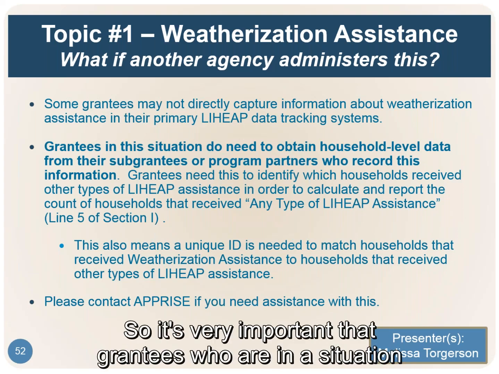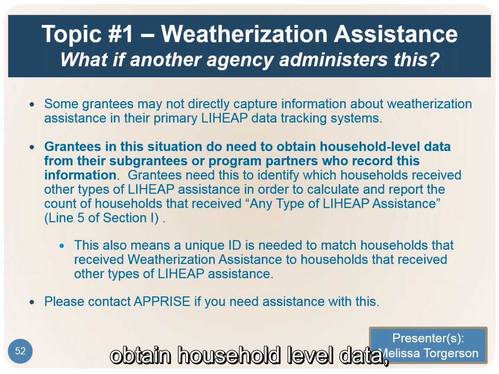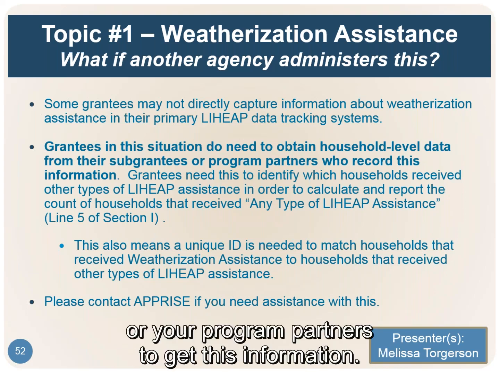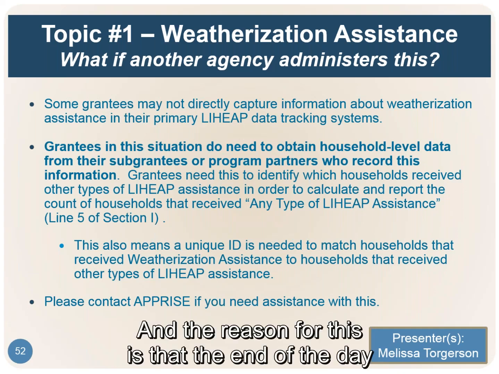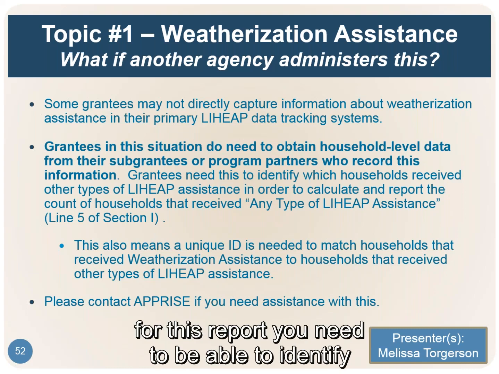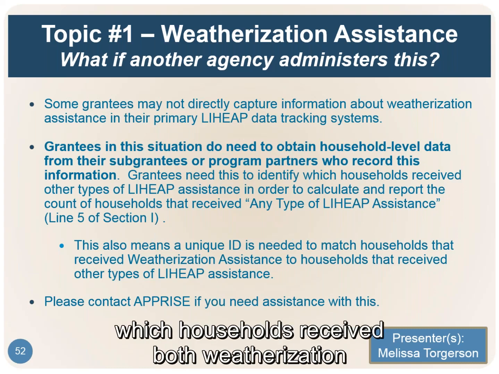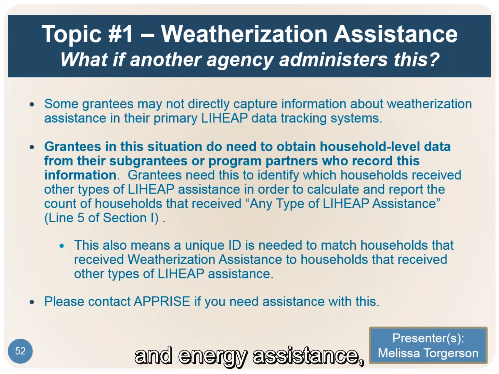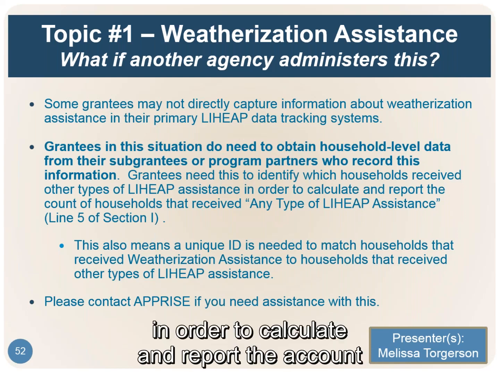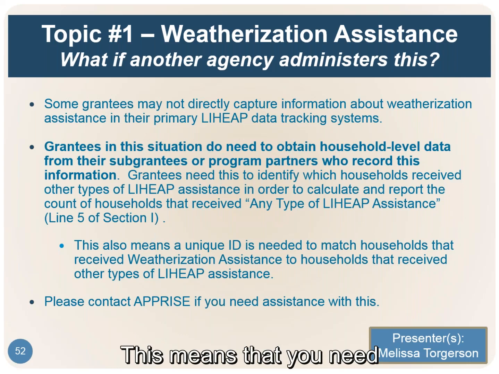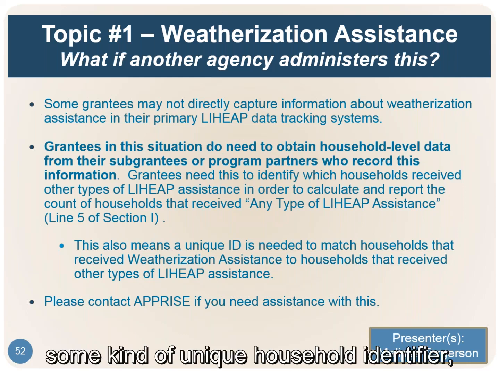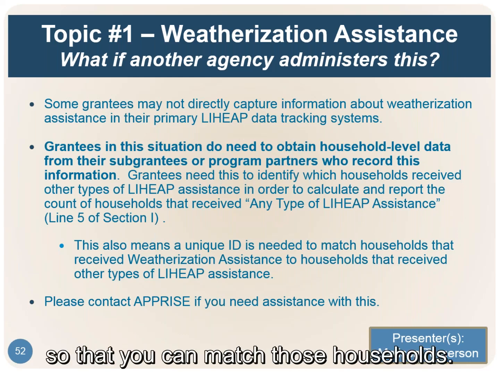So it's very important that grantees who are in this situation obtain household level data from either your subgrantees or your program partners who get this information. The reason for this is that at the end of the day for this report, you need to be able to identify which households received both weatherization and energy assistance, heating or cooling or crisis, in order to calculate and report the count of households that received any type of LIHEAP assistance. This means that you need some kind of unique household identifier so that you can match those households.